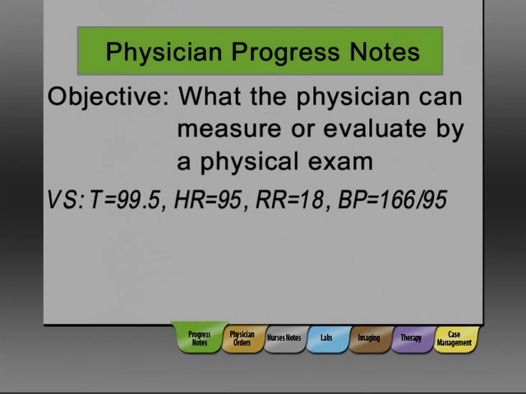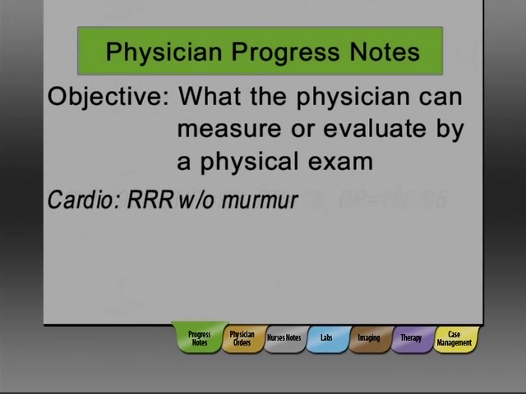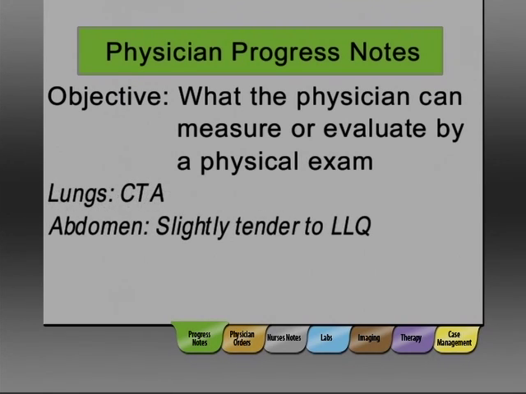VS stands for vital signs, which in this example are reported as temperature equals 99.5, heart rate equals 95, respiratory rate equals 18, blood pressure equals 166/95. Next is the cardiac examination listed as cardio equals regular rate and rhythm without murmur, then lungs clear to auscultation, abdomen slightly tender to palpation at left lower quadrant.